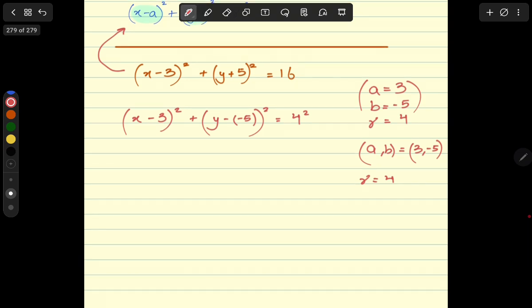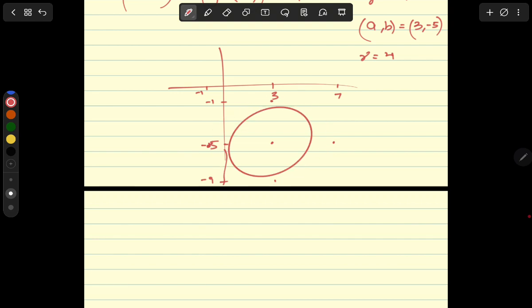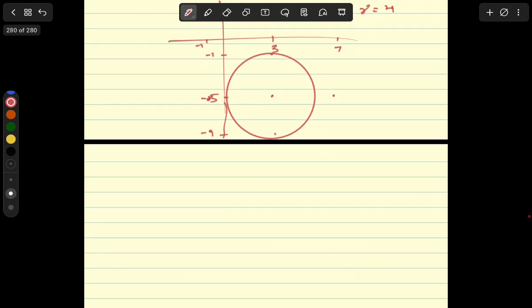So if you wish to plot it, it's quite easy. You can simply do it like this. So if this is 3, then this is 5, this is negative 5, and the radius is 4. So the highest point is going to be at negative 1. The rightmost point is going to be at 7. The leftmost point is going to be at negative 1 right here, and the bottommost point is going to be at negative 9. And then you can draw a circle around it, right? As easy as that. Of course, since I don't have a space here, I will not be able to do a very good job, but just to give you an idea of how you can really draw these circles. So this is how you do it.